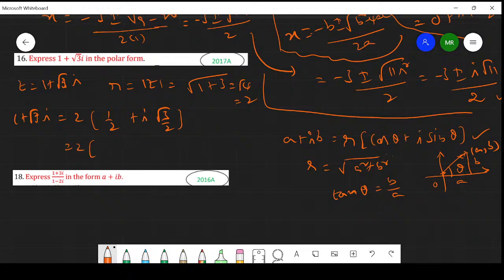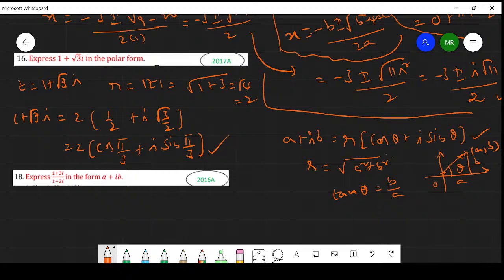You know, 1 by 2 means the cos value in the first quadrant; 1 by 2 root 3 will be positive. In the first quadrant, this is cos pi by 3. Cos 60 is 1 by 2. And i sin pi by 3, this also comes, right? You will get sin pi by 3. That's all. This is called the polar form of the given complex number.